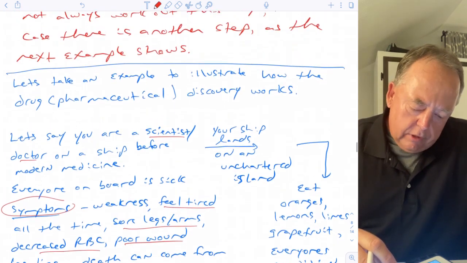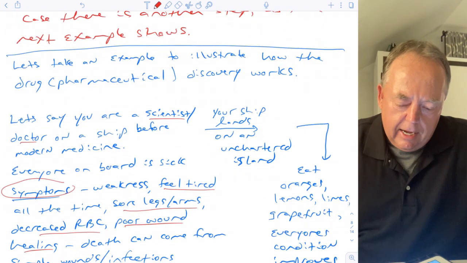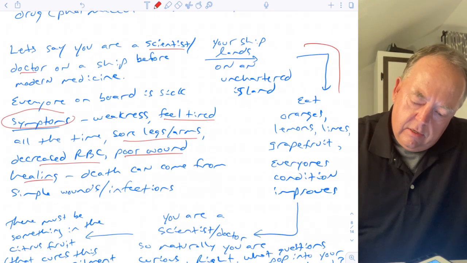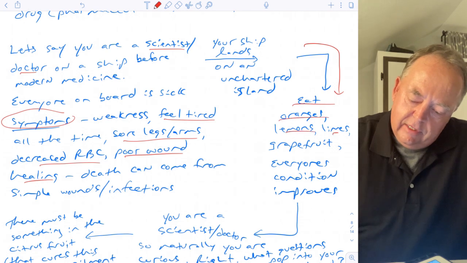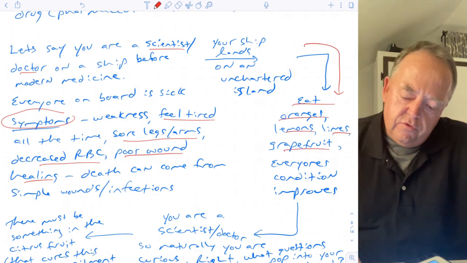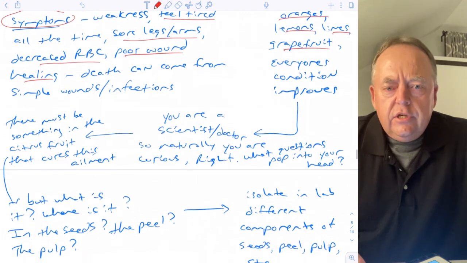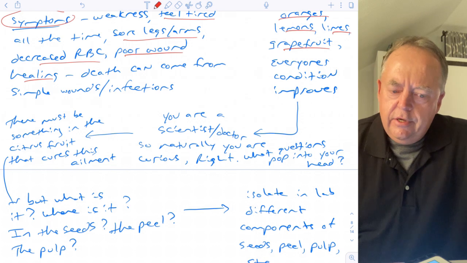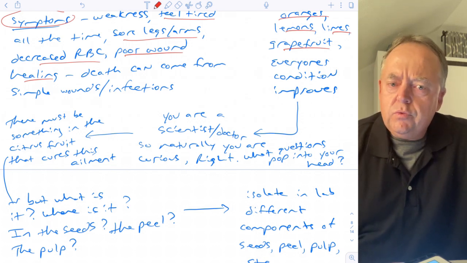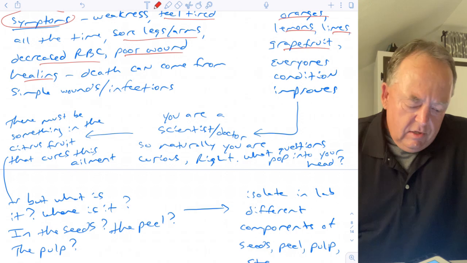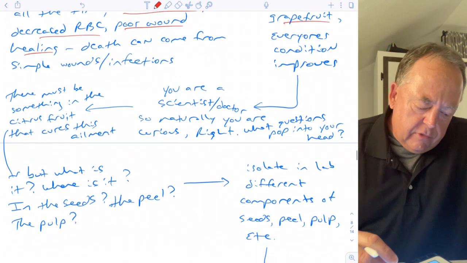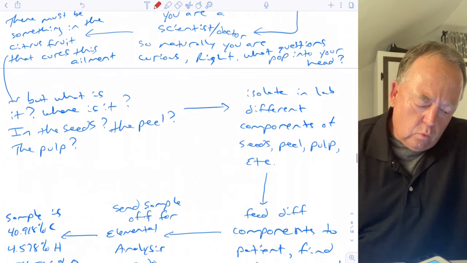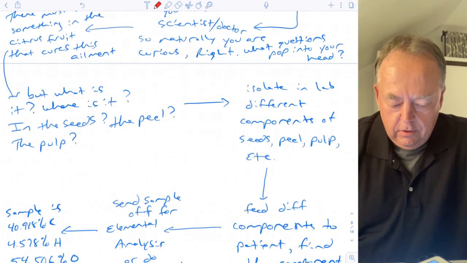Everybody on board is sick, and then your ship comes across this island in the middle of nowhere. Everybody gets off, and they eat some oranges, lemons, limes, grapefruits, so different citrus fruit, and then everyone's condition starts to improve. You're a scientist, doctor, so naturally you're curious, right? What questions would you start asking? Well, there must be obviously something in the citrus fruit that is curing this ailment. But what is it? Where is it? Is it in the seeds? Is it in the peel? Is it in the pulp?